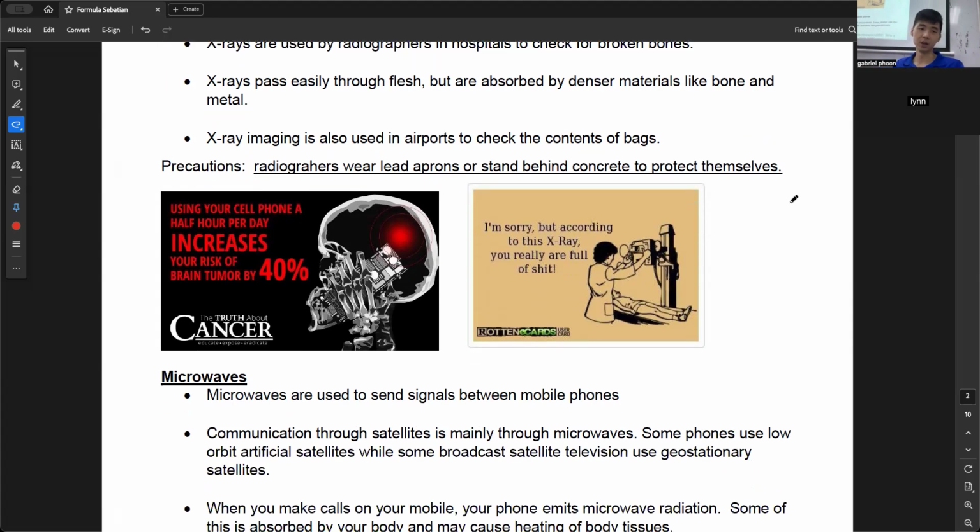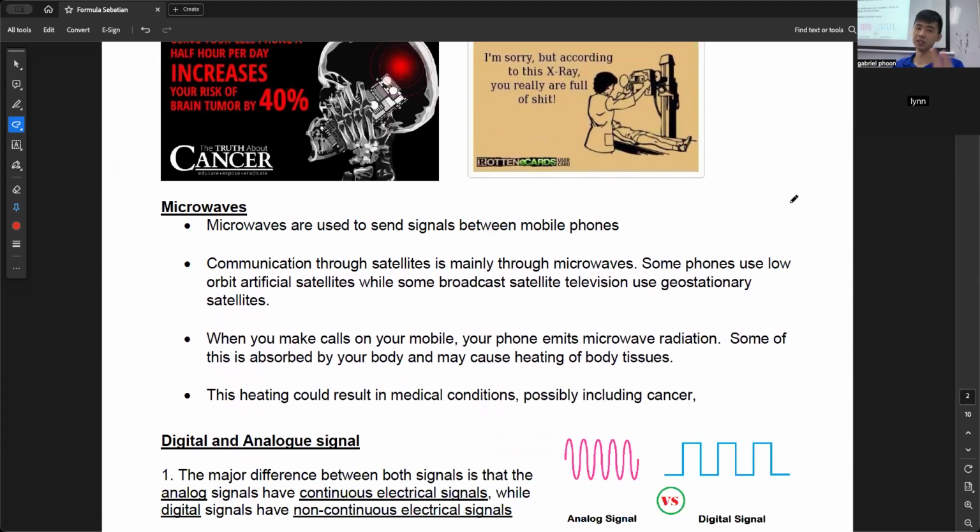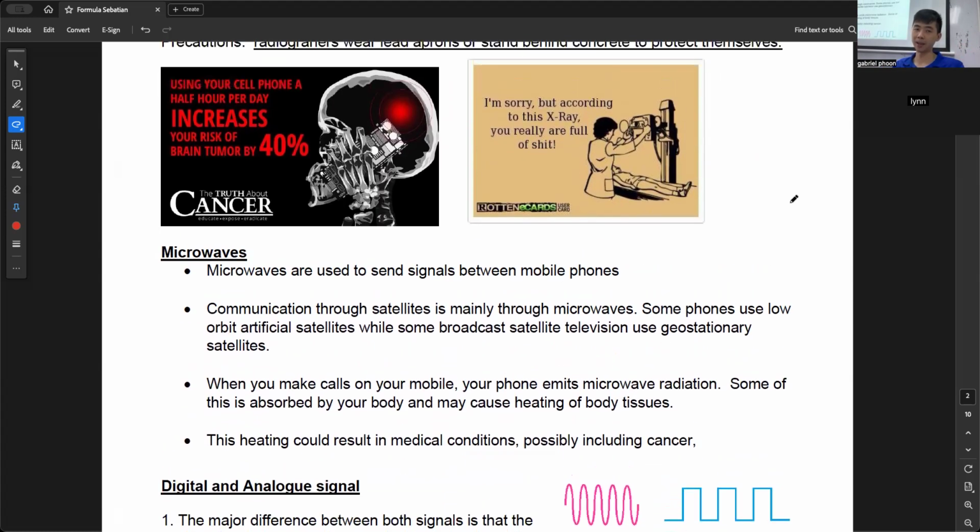Read through this. Microwaves also work on a similar working pattern.